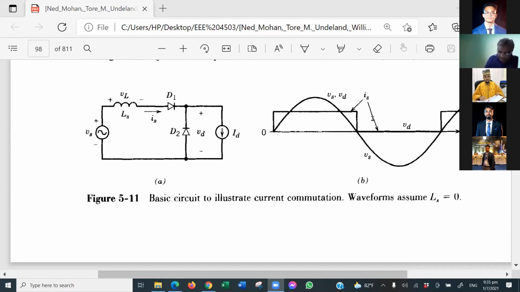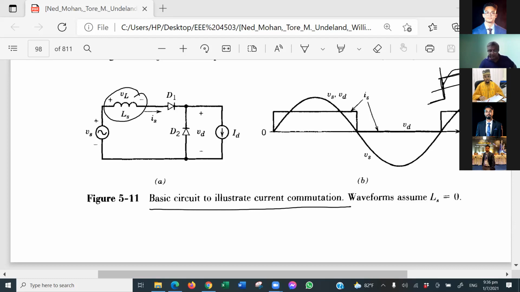Okay, let's start with the effect of LS. The first effect is also known as current commutation. Current commutation means, as I told you, when there is no LS in the previous case, the transfer of currents from one path to another was instantaneous, with no delay. This is your IS. But if LS is there, what will happen? We'll study that with the half wave rectifier. So this is the main diode and this is the free wheeling diode.